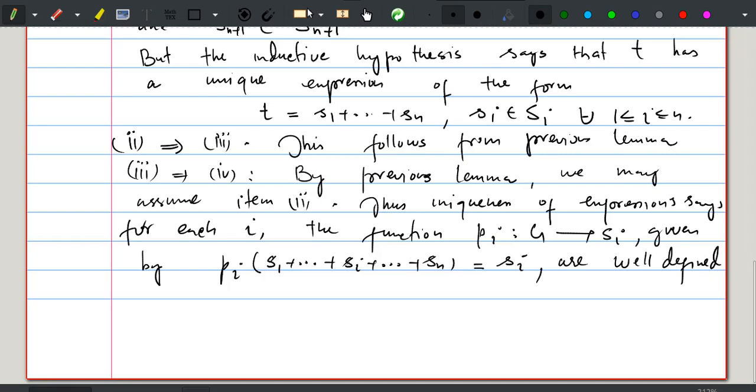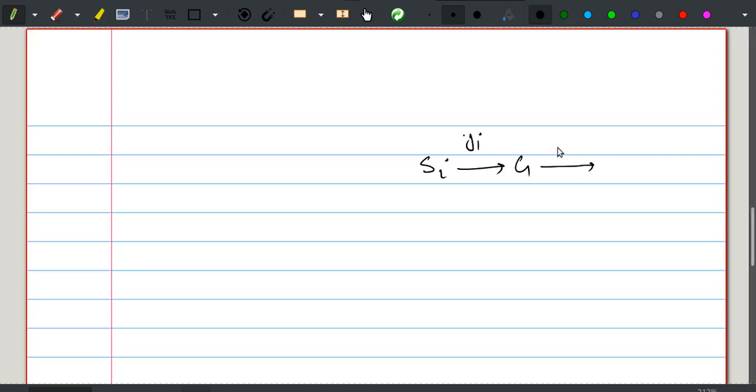Now to prove these equations, we have Ji is the inclusion map of Si into G, and Pi is the projection map of G into the Si component. So Pi Ji will be a map from Si to Si.